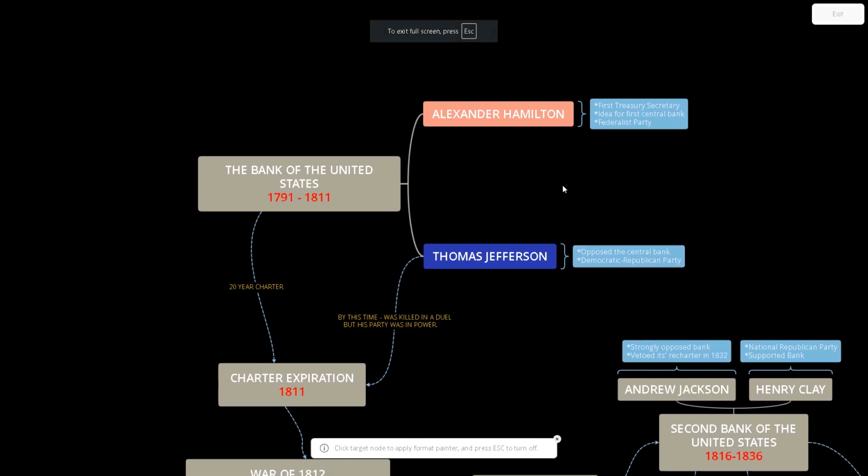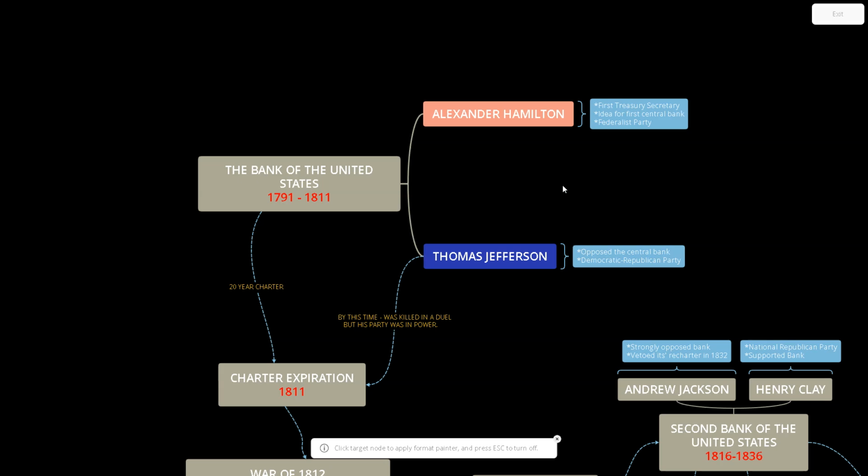Okay, so the first ever central bank of the United States was founded in 1971, just after the new U.S. Constitution came into effect. And there were two sides of the coin, of course. You had Alexander Hamilton, who was the first Treasury Secretary of the United States under the new Constitution, who came with the idea of the first central bank in the United States, and he was part of the Federalist Party at the time. Thomas Jefferson was on the other end of the table, who opposed the central bank and was a part of the Democratic Republican Party.